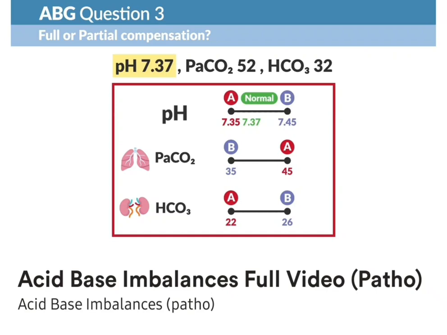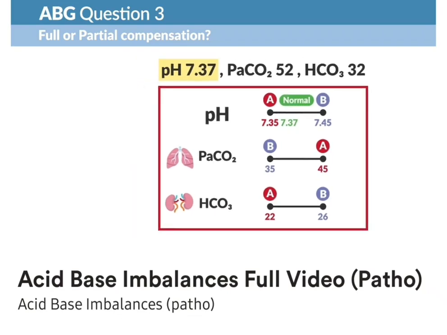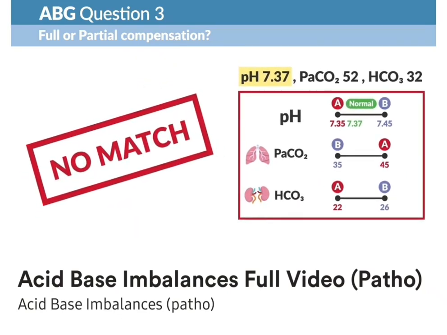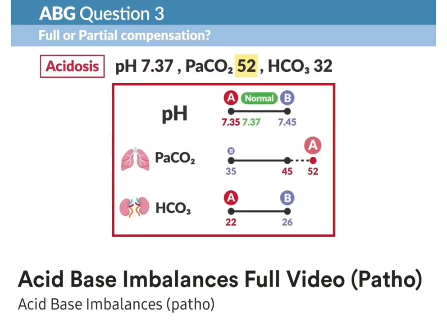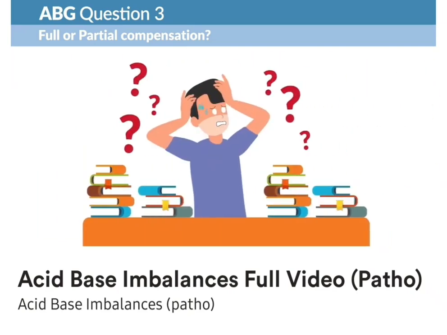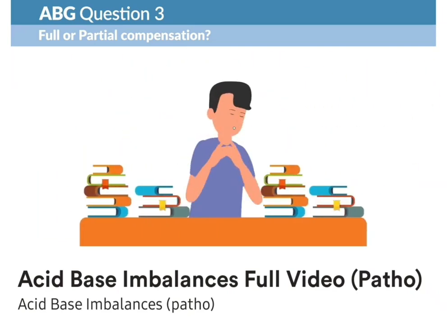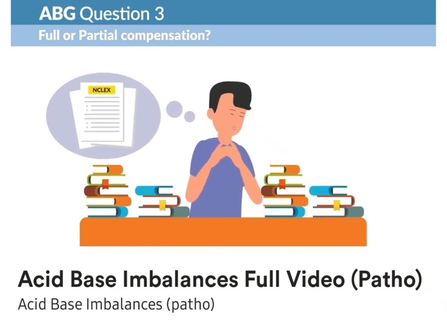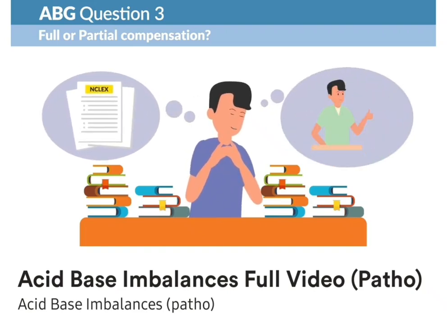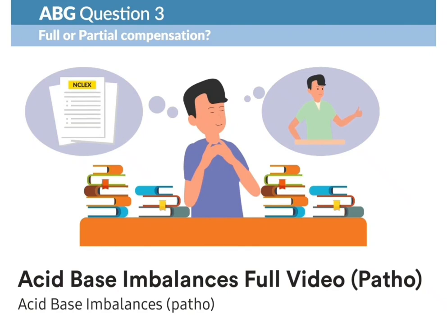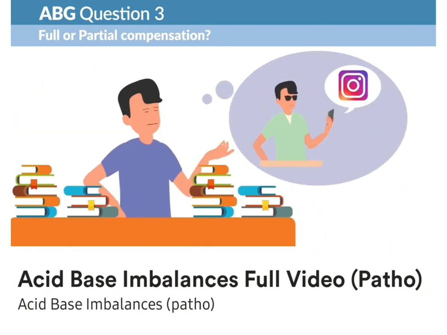But now you're thinking, wait a minute, how do you find a match from a normal pH? Well, CO2 is in the acid area, right? And we know that bicarb is in the base area. So, oh snap, what do we do now? Okay, calm down, get it together. We're going to pass this NCLEX, we're going to pass our exams, we're going to be a badass nurse. Oh gosh, I should have been an Instagram influencer. Okay, ignore that inner dialogue.